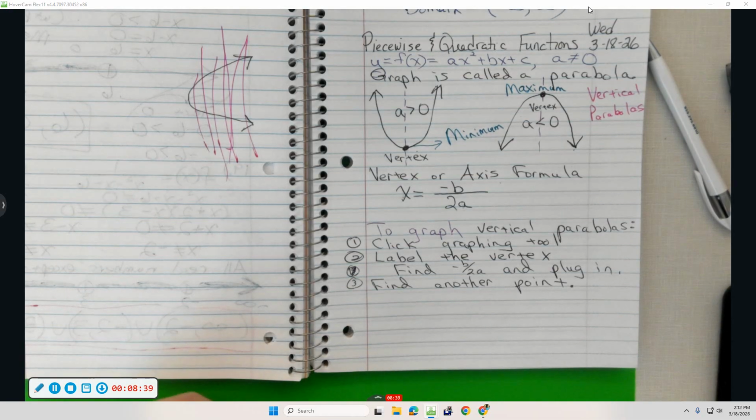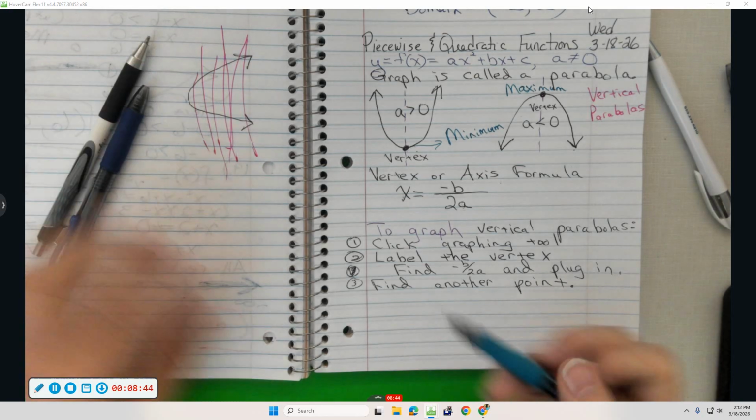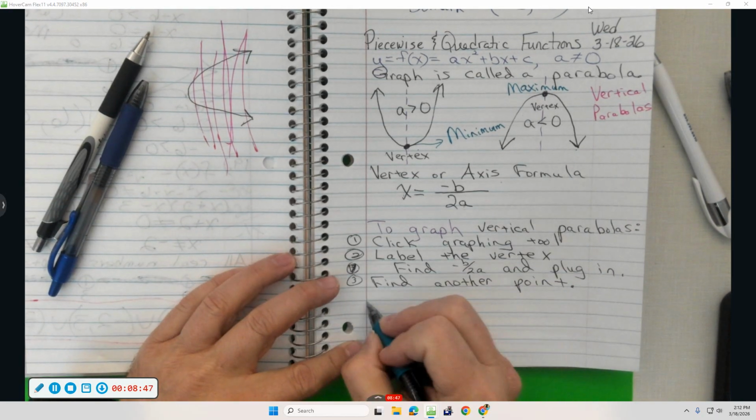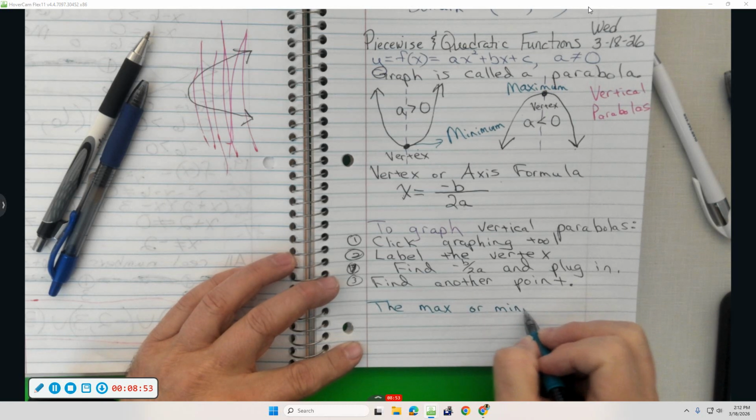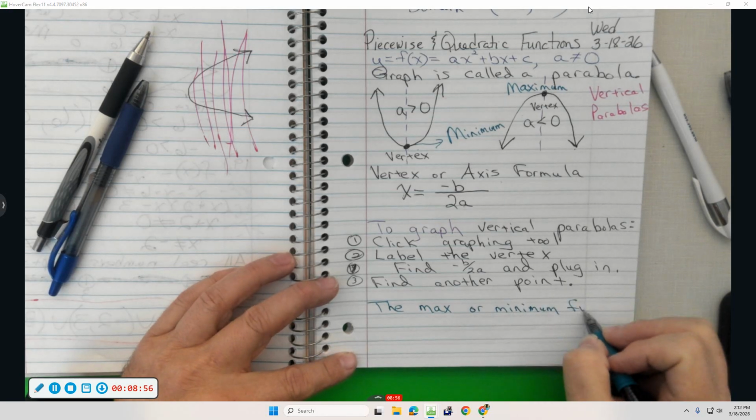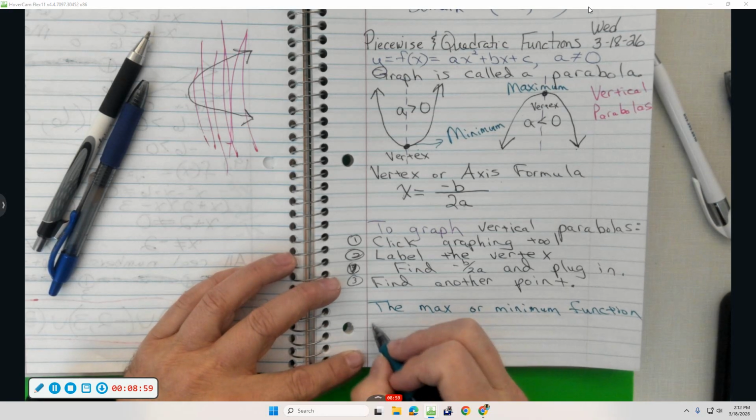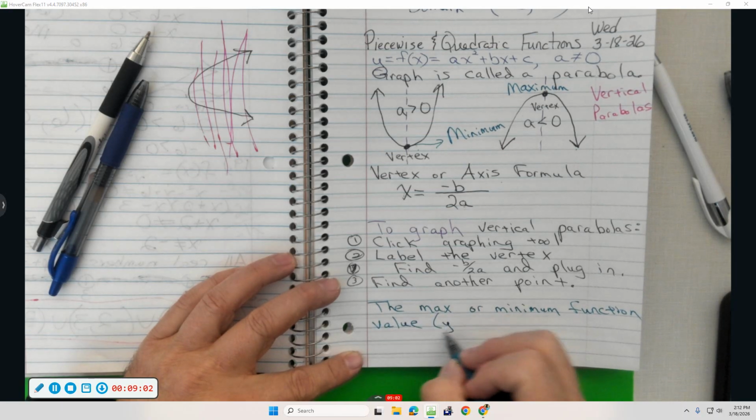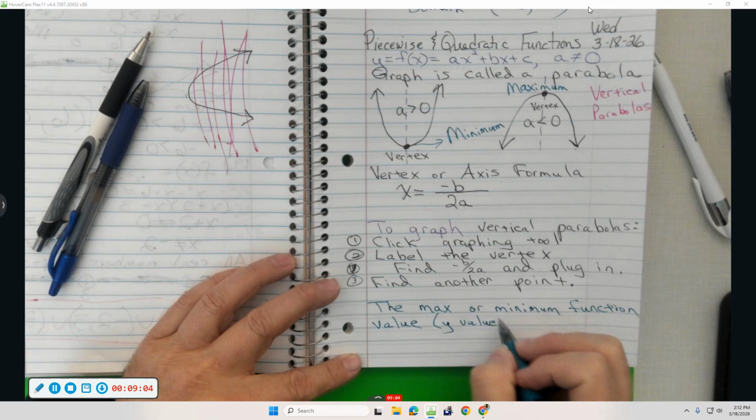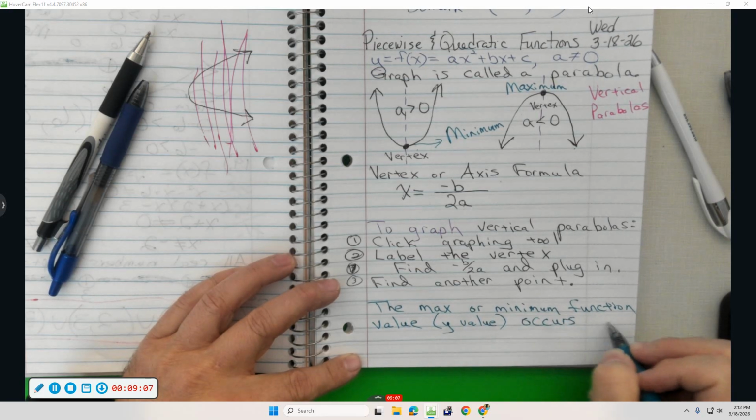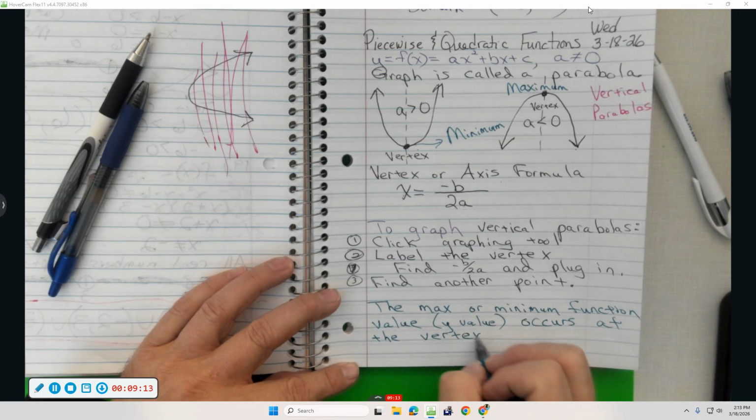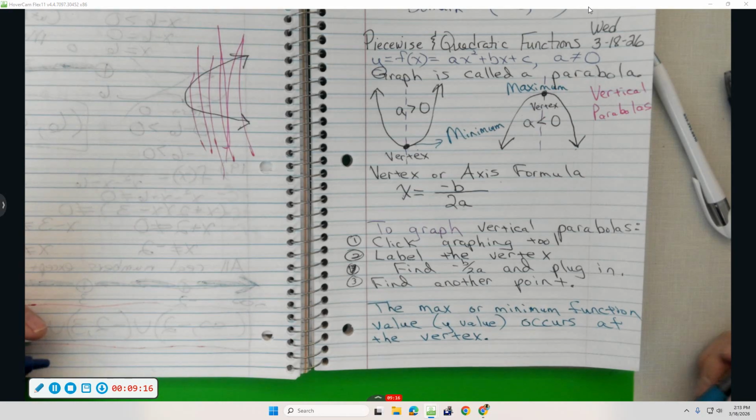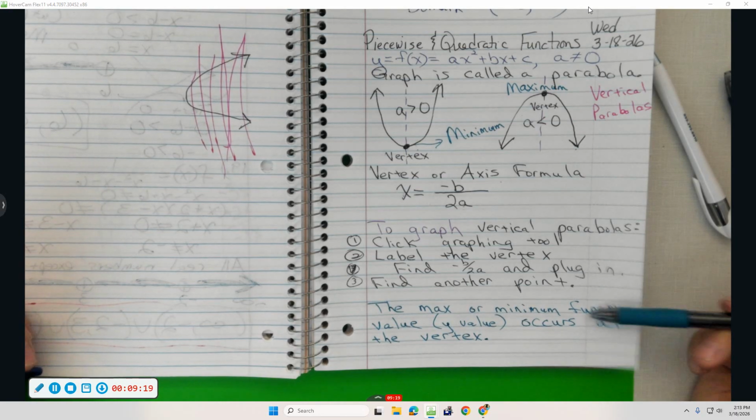So, when looking at quadratic functions, the maximum or minimum function value, I'm going to write that down. The maximum or minimum function value, and remember the function value is the y value, occurs at the vertex. That's important because there are some word problems in this assignment dealing with quadratic functions.